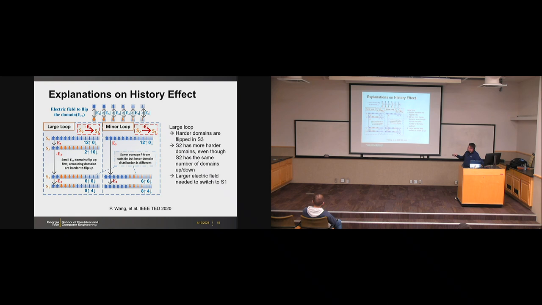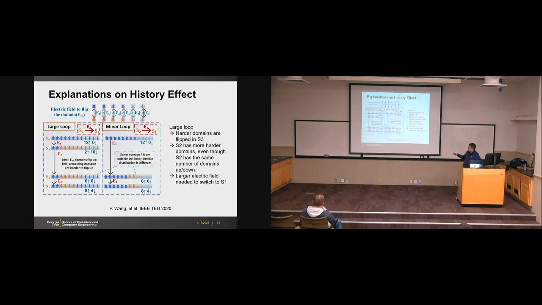And then in the next cycle, we flip 6 up. So in this intermediate state, we have 6 up and 6 down. So the net charge is 0. And then in the minor loop, we directly flip, then we only flip those easier domains first. You also have 6 up and 6 down.